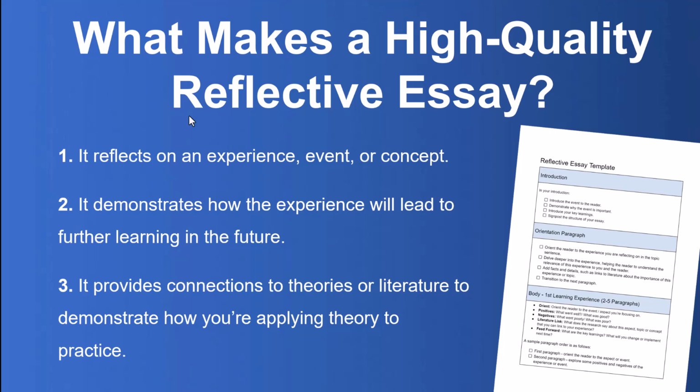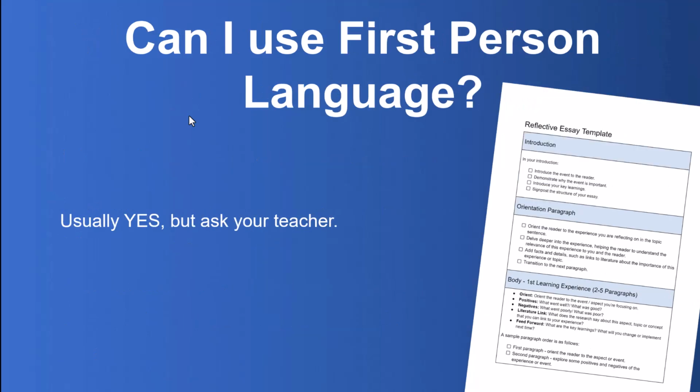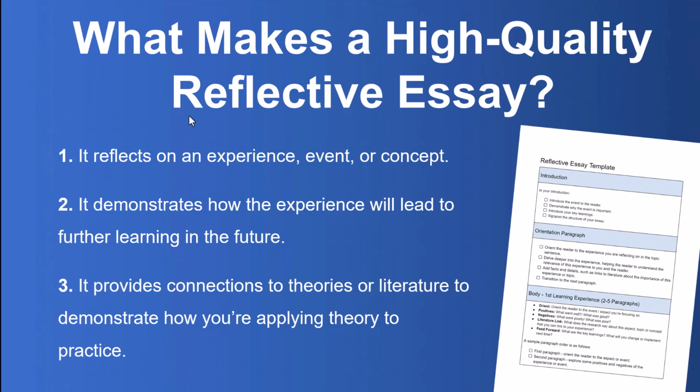So our reflection is all about self-improvement, and you need to talk about that process of self-improvement during the essay. And then thirdly, especially in a university level, we would want to provide connections to theories or literature to demonstrate how we're applying the theories we've learned in the classroom to practices during the actual events that we're reflecting on. I'll show you how to do that. Don't stress too much. It's not too hard.